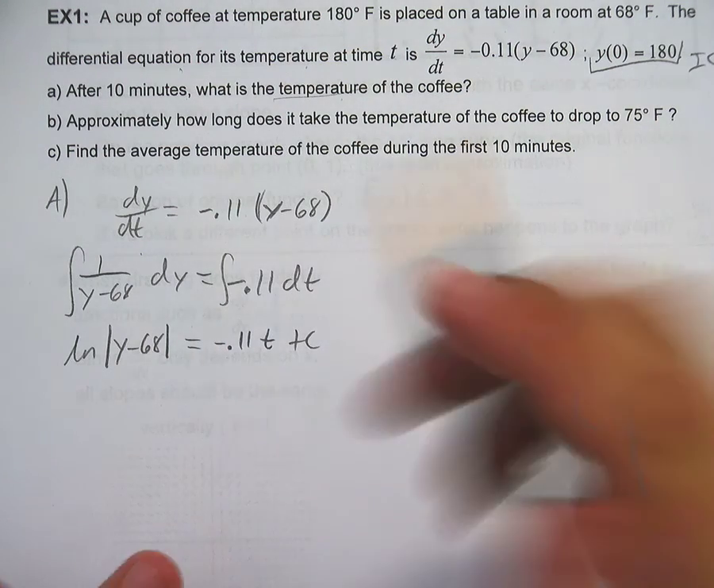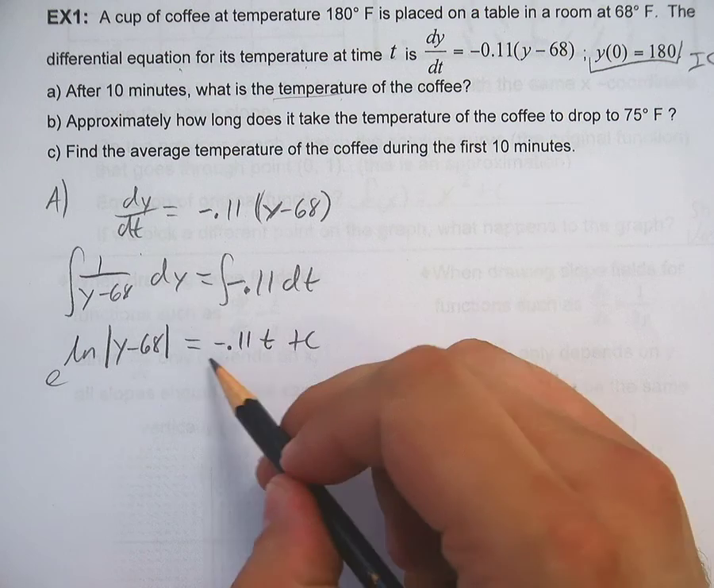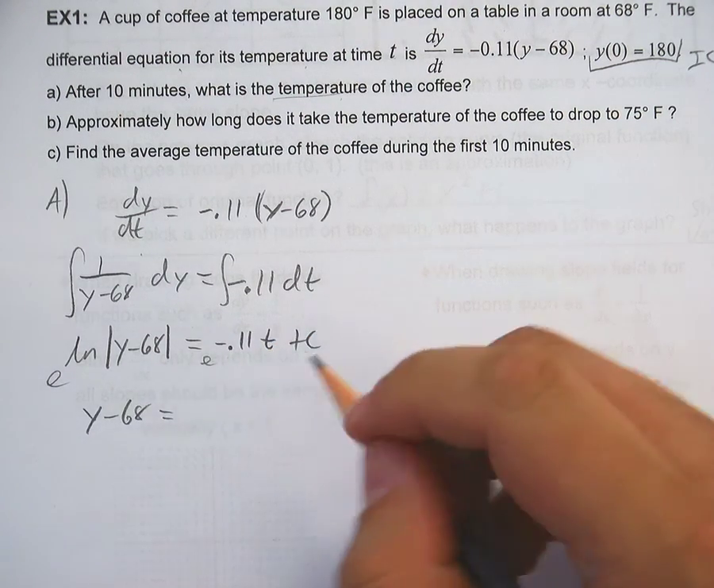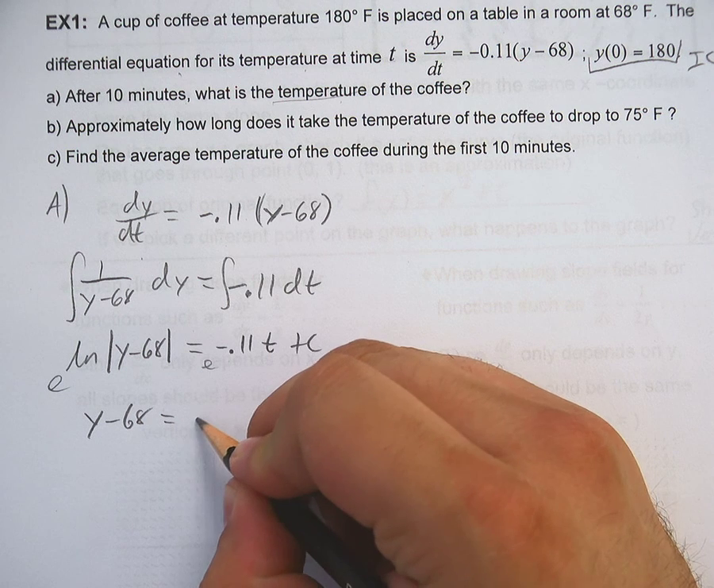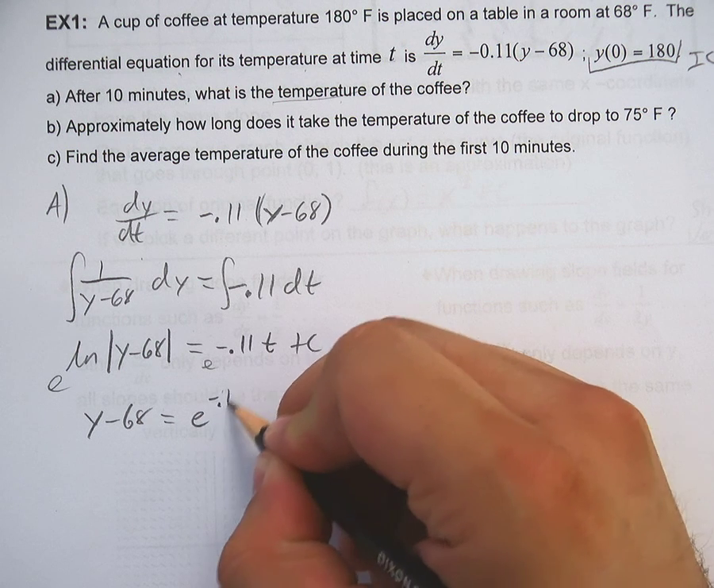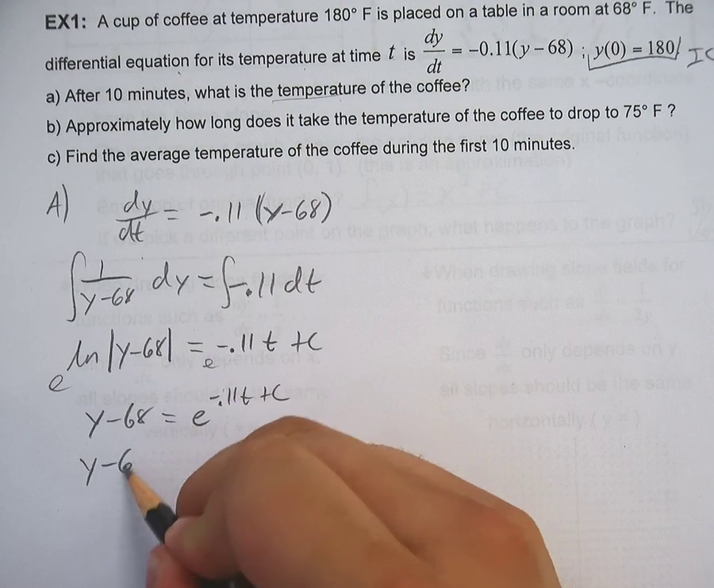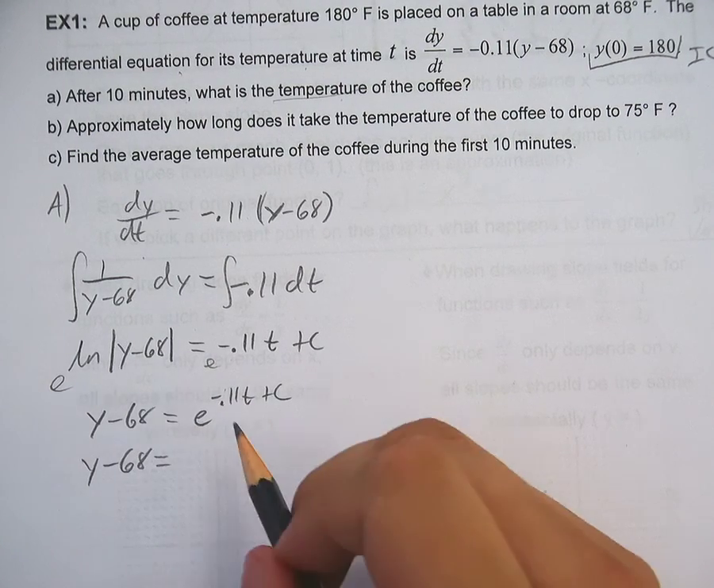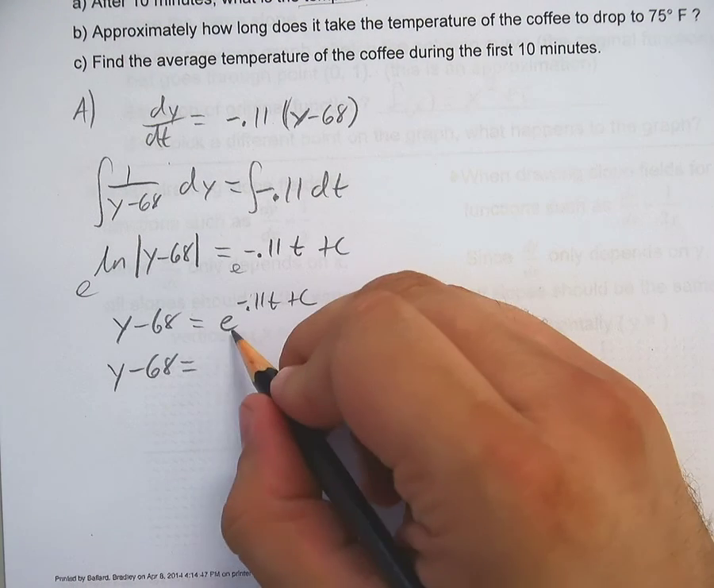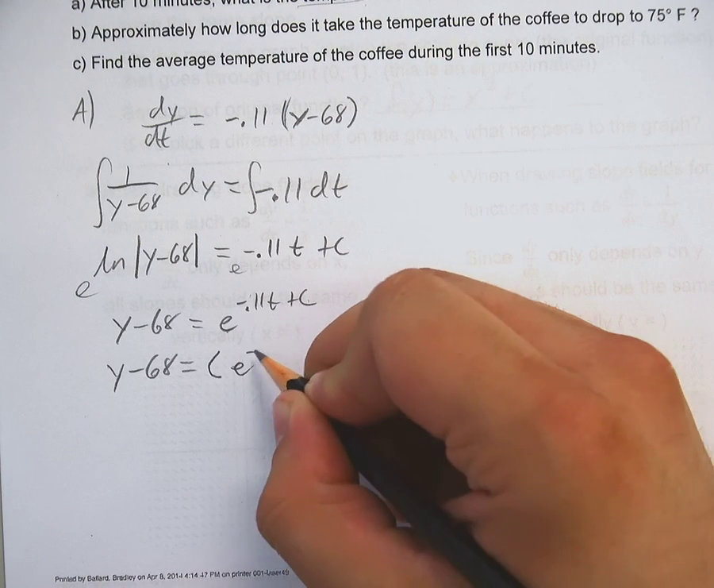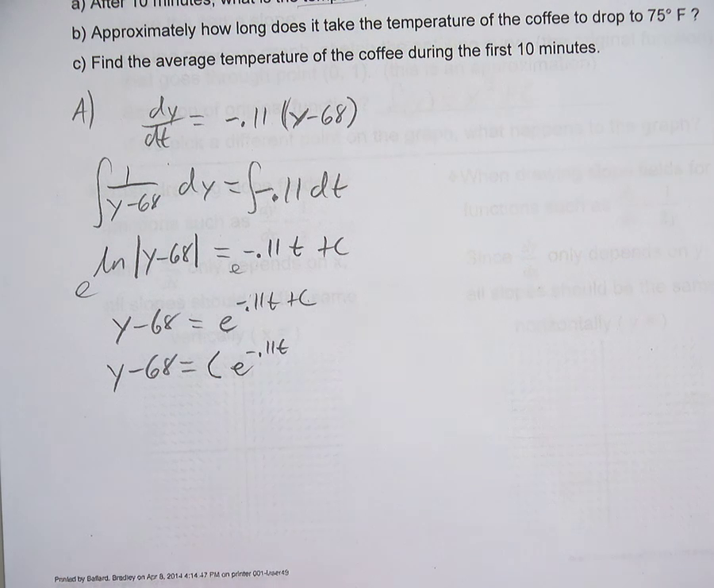So I'm going to calculus magic both sides. We e both sides. We get y - 68 is going to be e to the (-0.11t + C). Just for the sake of time, we learned yesterday that this plus C is just going to drop and become C e^(-0.11t). Remember, that's from yesterday's lesson. If you've forgotten how to do that, you want to go back and check it.